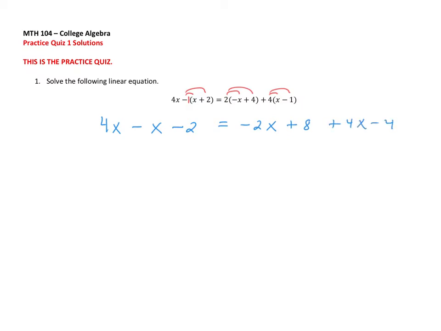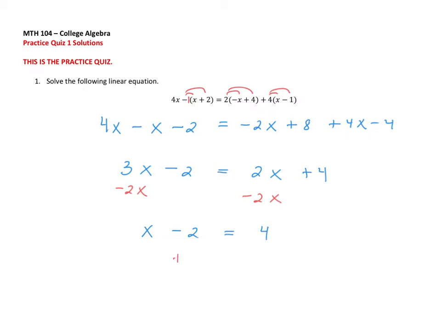Okay, next I'm going to combine some like terms. So on the left we have 3x minus 2. On the right we have 2x, and that'll be plus 4. Okay, from here we can't simplify the left or the right any further, but I can subtract 2x from both sides. 3x minus 2x is a 1x, so I'll just put x minus 2 is equal to 4.